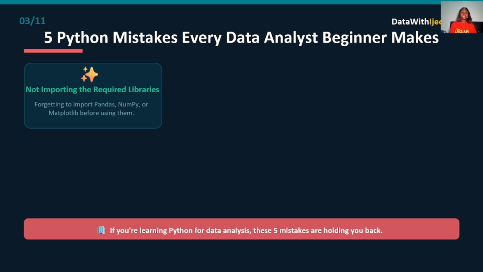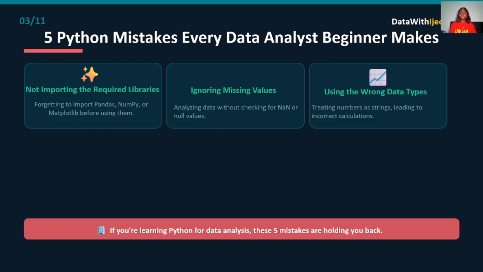The first one is what? Not importing the required library. Forgetting to import pandas, NumPy, or matplotlib before using them. So if you did not import the right library while using Python for data analysis, you will have an error. The next one is what? Ignoring missing values. Analyzing data without checking NaN or null values. If you ignore missing values while analyzing your data, you will have the wrong conclusion. Your analysis will be wrong. You will not get the right insights from the data.